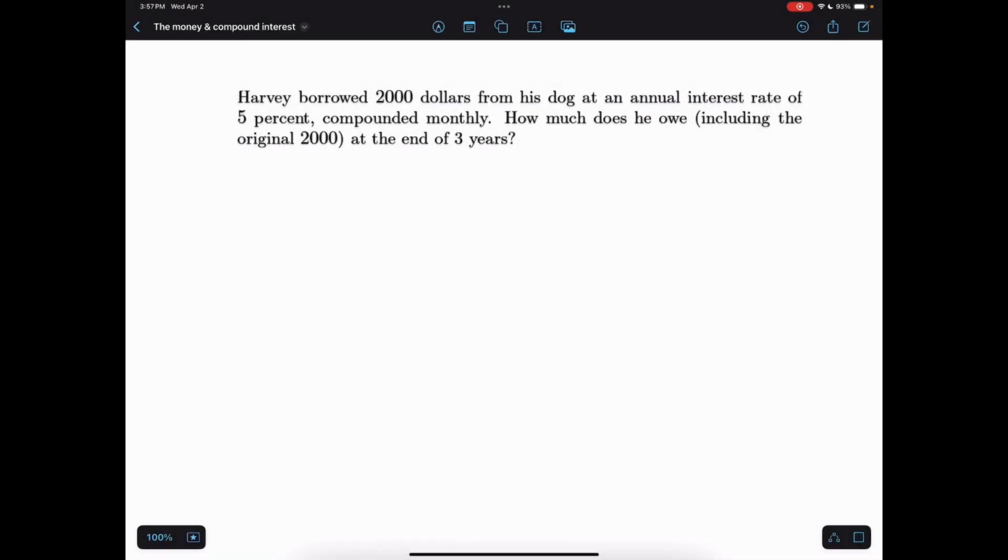In this video, we're going to be solving this problem on compound interest and exponential functions and formulas in Algebra 1. The problem statement says, Harvey borrowed $2,000 from his dog at an annual interest rate of 5% compounded monthly. How much does he owe, including the original $2,000, at the end of 3 years?